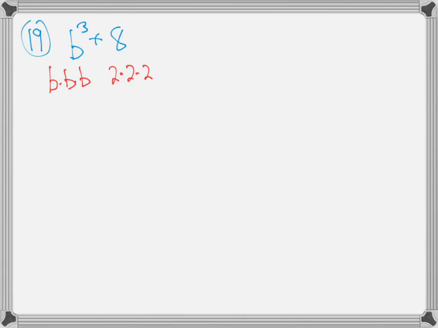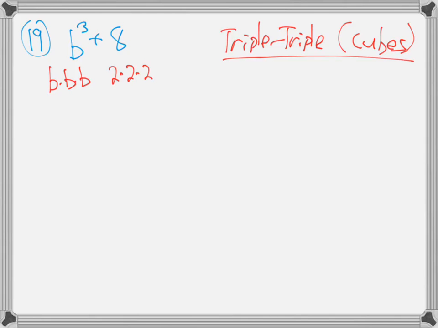Okay, so to factor a triple-triple, or cubes, as they call it, sum or difference of cubes, how about I do it with the triangles and the boxes? Triangle cubed plus box cubed. How do you factor it? Well, it turns out it's pretty tricky. It's a special pattern. You're definitely going to want to put it on your 3x5 card.